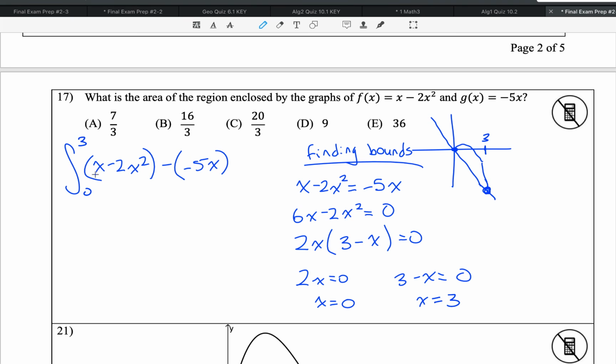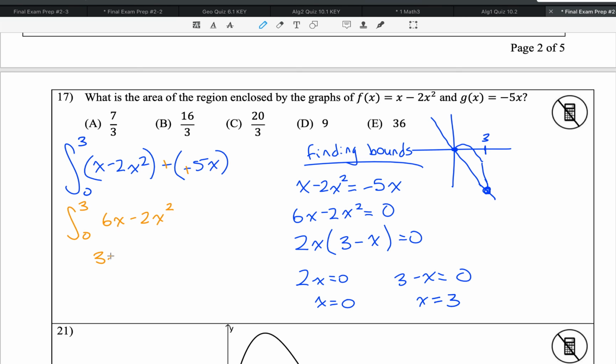So I have the bounds now. Now it's time to actually take the antiderivative. Actually, I can simplify this before I take the antiderivative. If I have one minus another, this is really a double negative. This is really adding, right? So if I can simplify this before I take the antiderivative, that'll make my life easier. I have 6x minus 2x squared. Okay, now I can take the antiderivative.